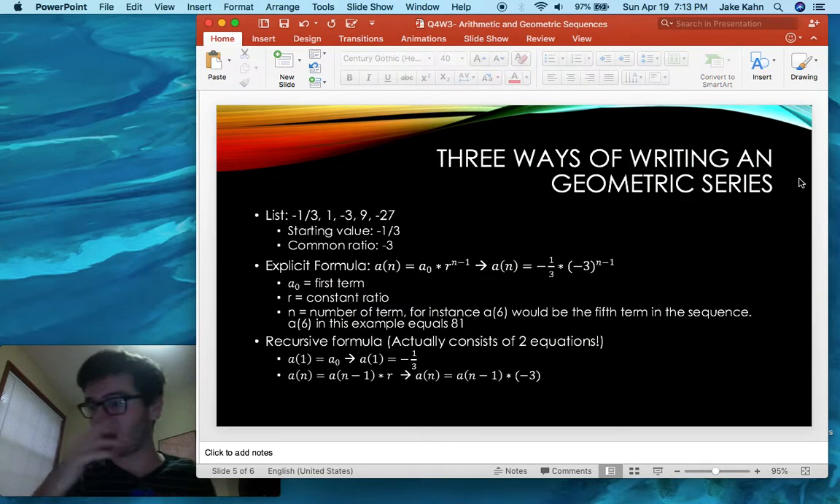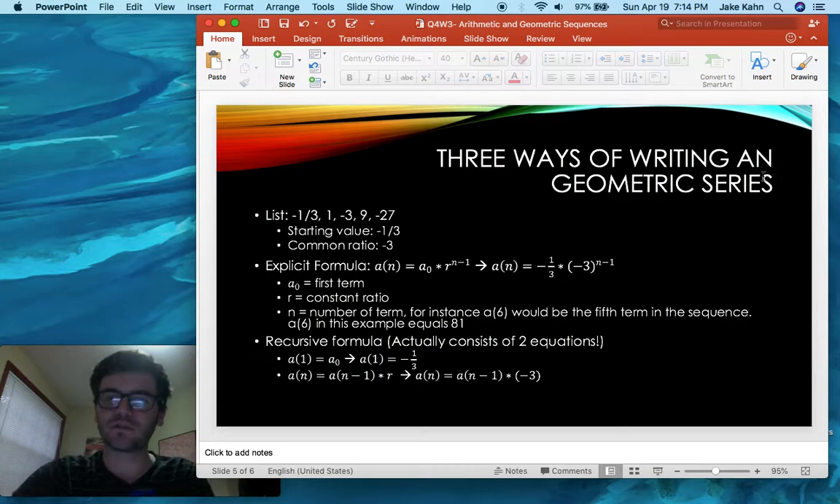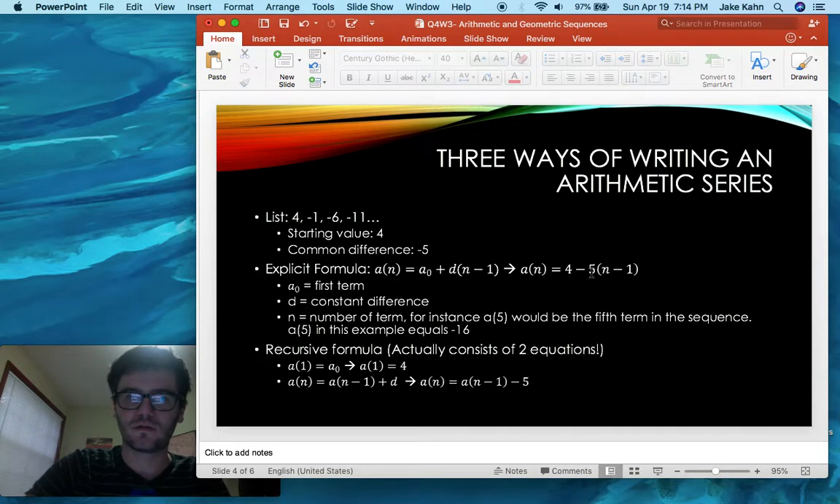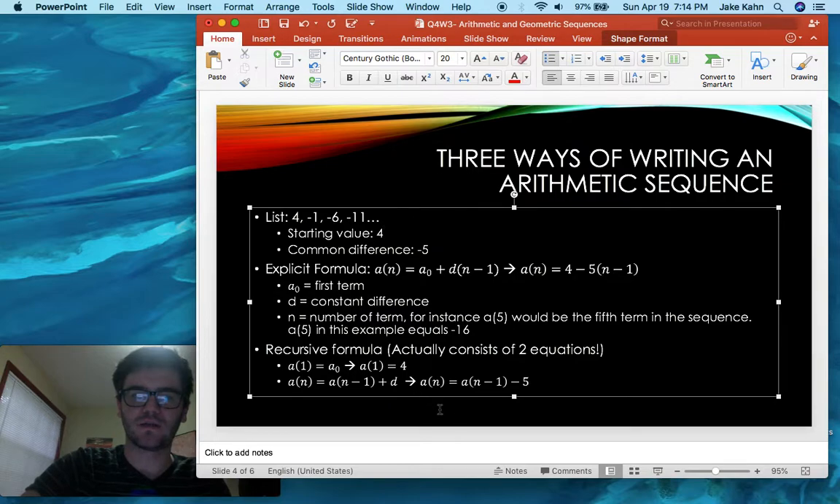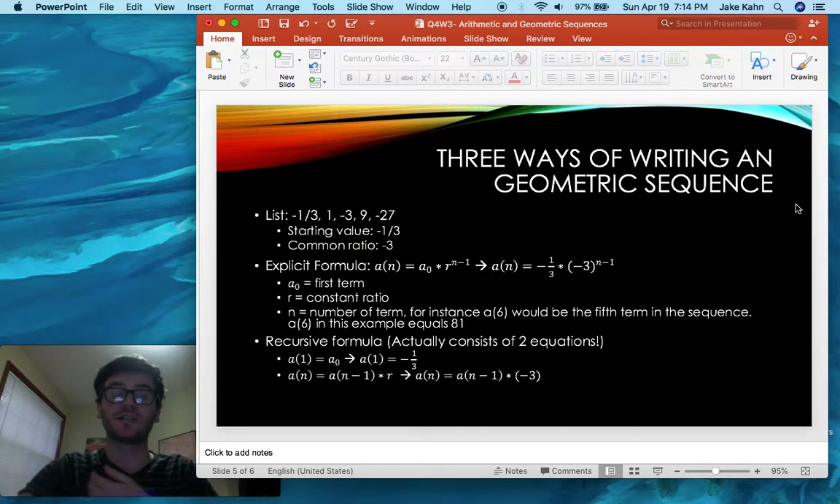Going off the same type of idea, we are going to talk now about 3 ways of writing a geometric series. Geometric sequence, I should have written sequence. Sometimes I mess the words up. Sorry about that, correcting myself in real time. All right, 3 ways of writing a geometric sequence. Talking about series next week.